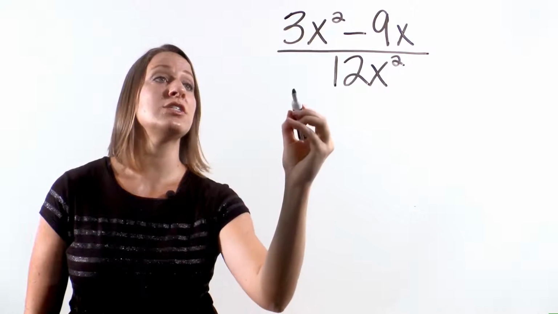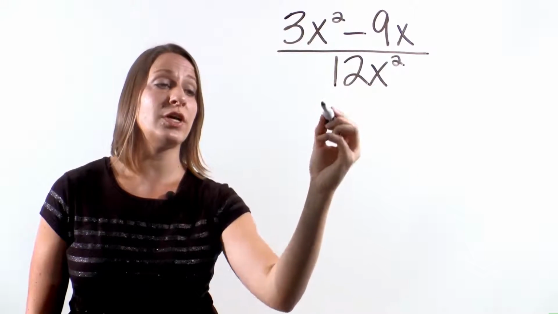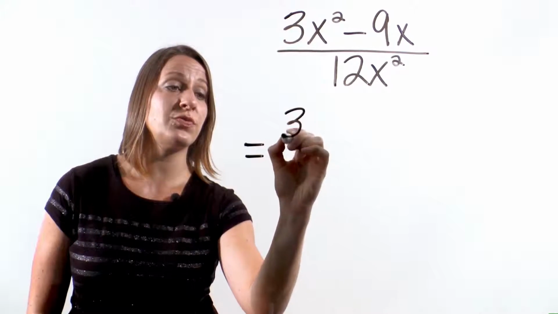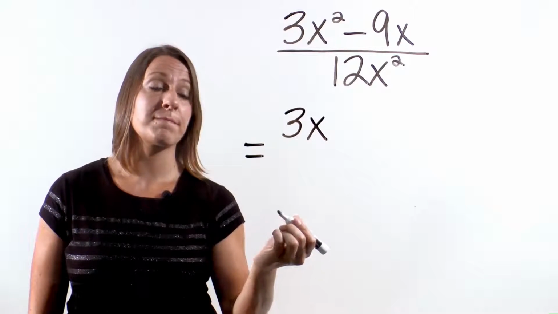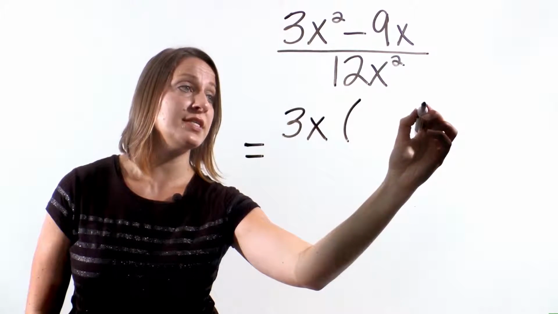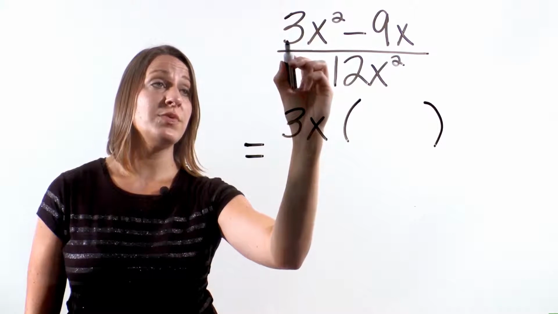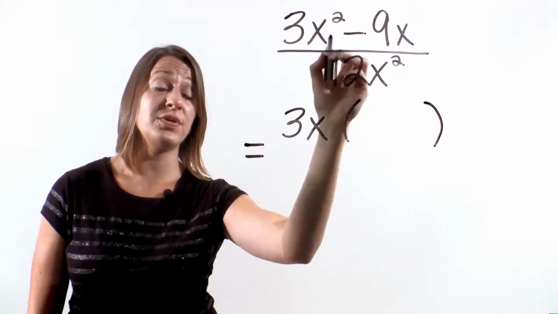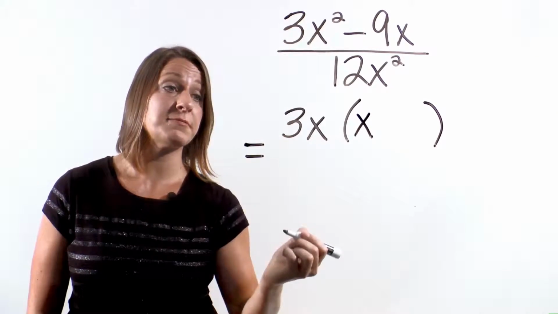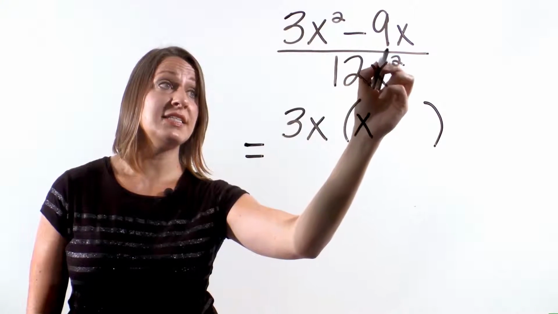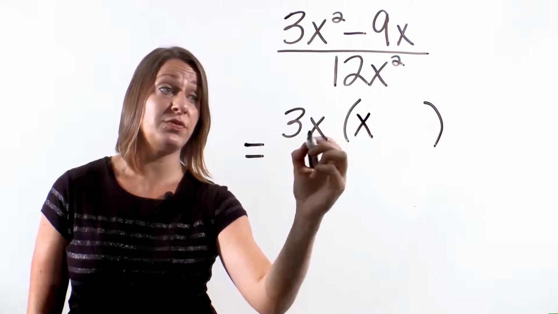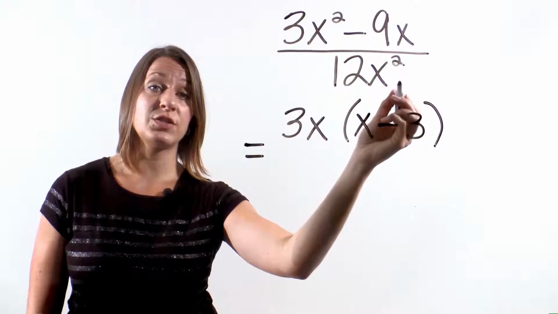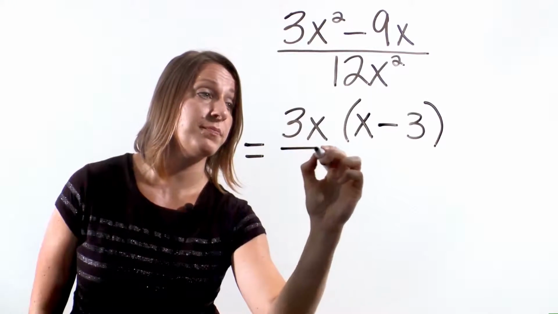So here's how we're going to continue this problem. We're going to take the numerator and we're going to factor by pulling out a 3x. We'll draw our set of parentheses. If we were to factor 3x out of 3x squared, we'd be left with an x. And then a negative 9x, we factor out 3x, we're left with a 3. The 12x squared can still stay on the bottom.